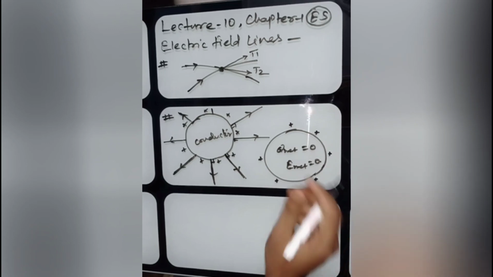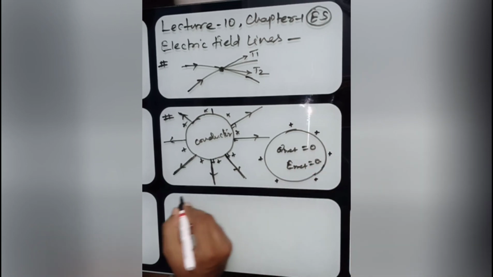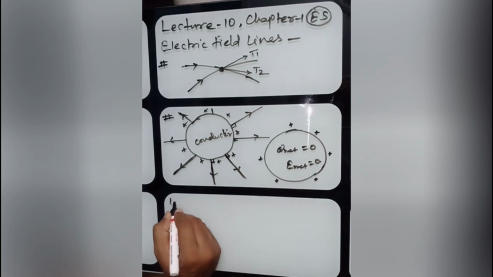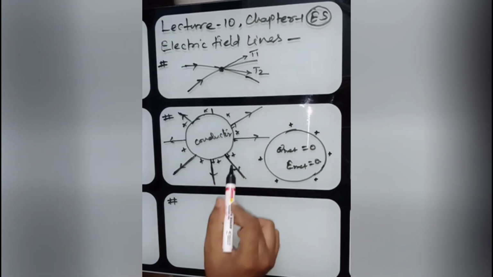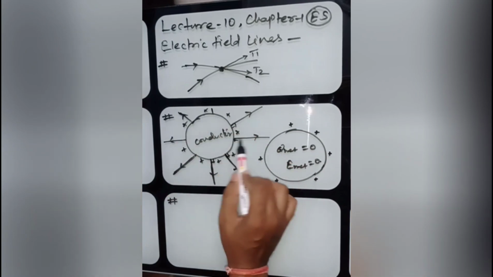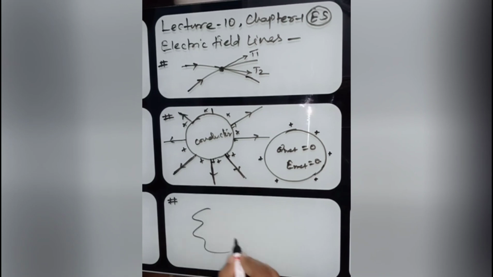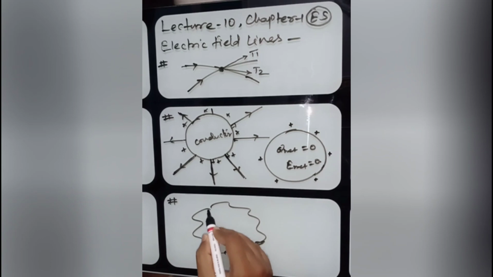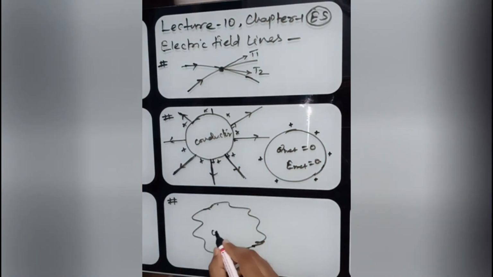Now the next thing, could you draw the electric field lines, students? The one important thing you have to remember, the electric field lines over the conductor should be perpendicular to the surface of the conductor. Suppose this is the shape of the conductor. This is not symmetric like this one. So this is the conductor.